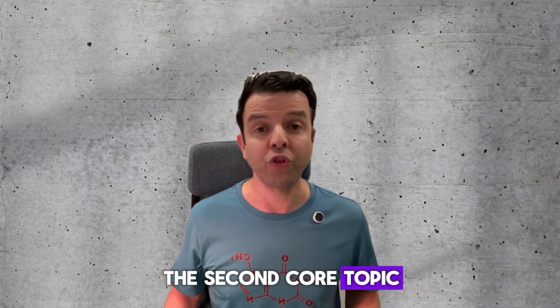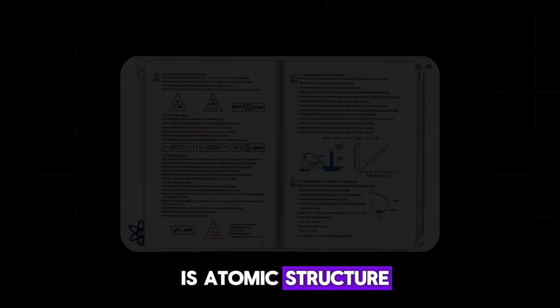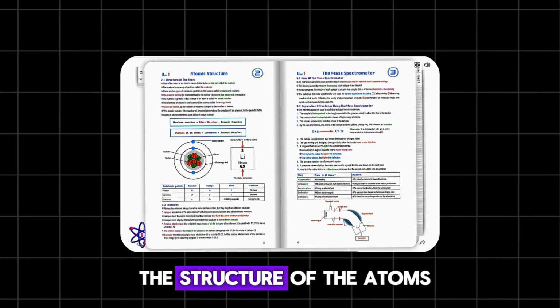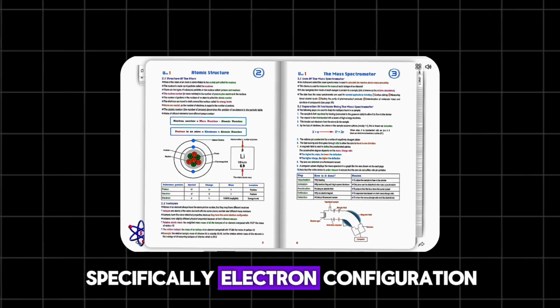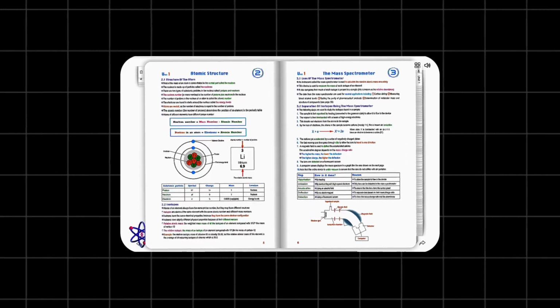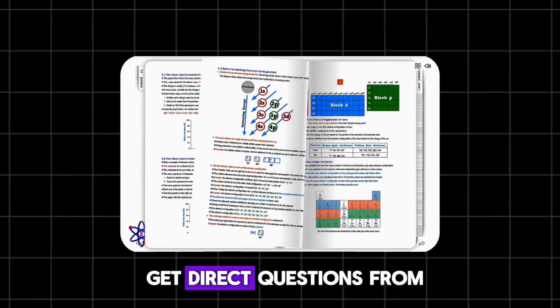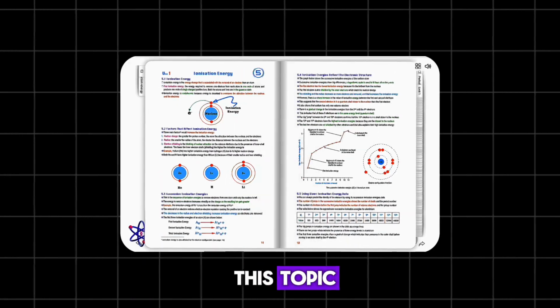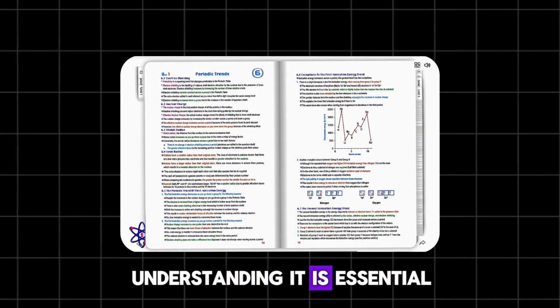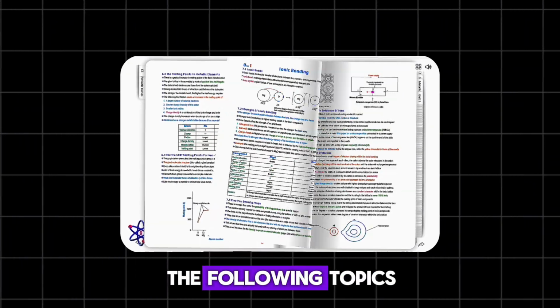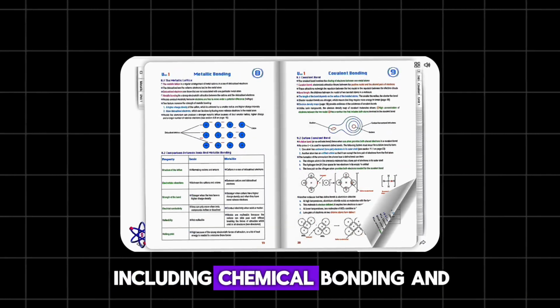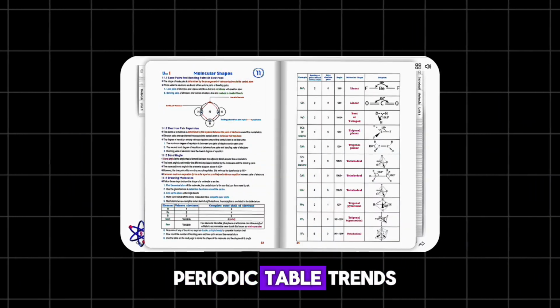The second core topic is atomic structure, where you'll learn about the structure of atoms, specifically electron configuration. While you may not get direct questions from this topic, understanding it is essential for learning the following topics, including chemical bonding and periodic table trends.